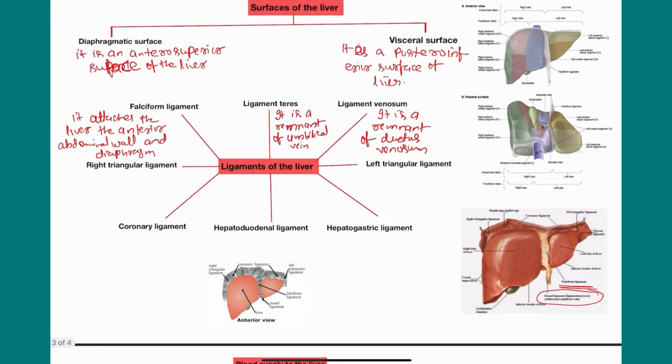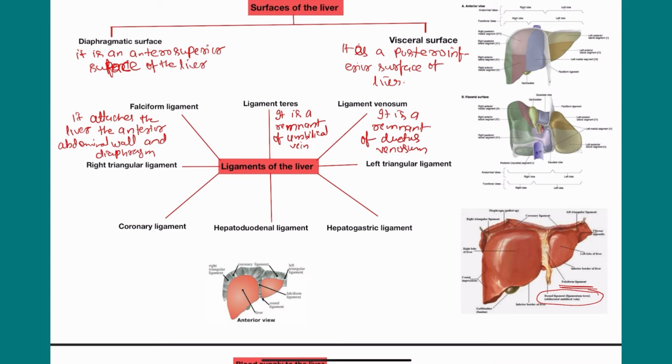Now I will discuss the right triangular ligament and the left triangular ligament. The right triangular ligament covers the right part of the liver, and the left triangular ligament covers the leftmost portion of the liver. Here is the right part of the liver, this is the left part of the liver. The right triangular ligament covers the rightmost portion, and the left triangular ligament covers the left portion of the liver.